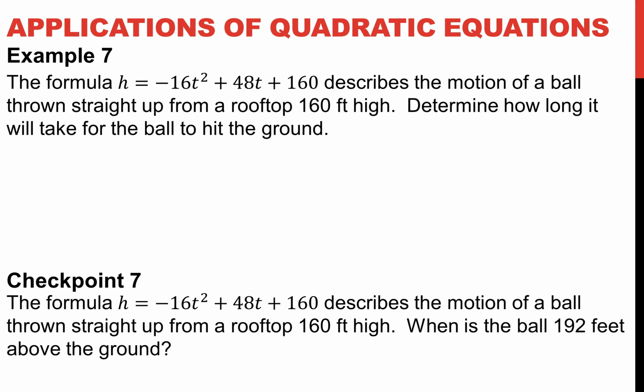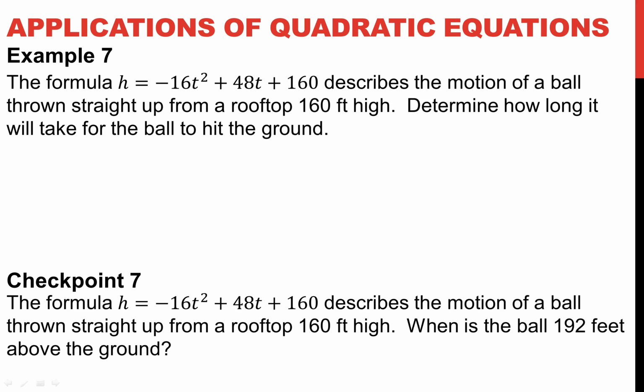What? There are words? Who put words into math? All right, here we go. Example 7. Let's apply some quadratic equations. So the formula h is equal to negative 16t squared plus 48t plus 160 describes the motion of a ball thrown straight up from a rooftop 160 feet high. Why is someone standing on top of a 16-story building throwing a ball? Only in math, people. Determine how long it will take for the ball to hit the ground.